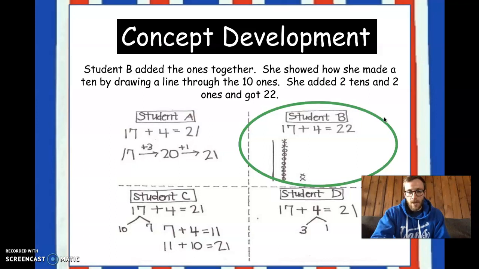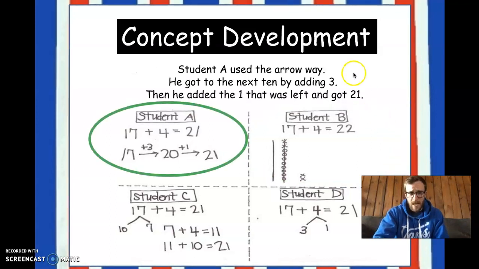Now, if I go to the next page, if we look up here where my cursor is pointing, student A used the arrow way. He got to the next 10 by adding 3. Then he added the 1 that was left and got 21. So he took 17 plus 4, which is written right on the screen, circled in the green, and I'm pointing to it. He had 17 plus 4, and he says it equals 21.